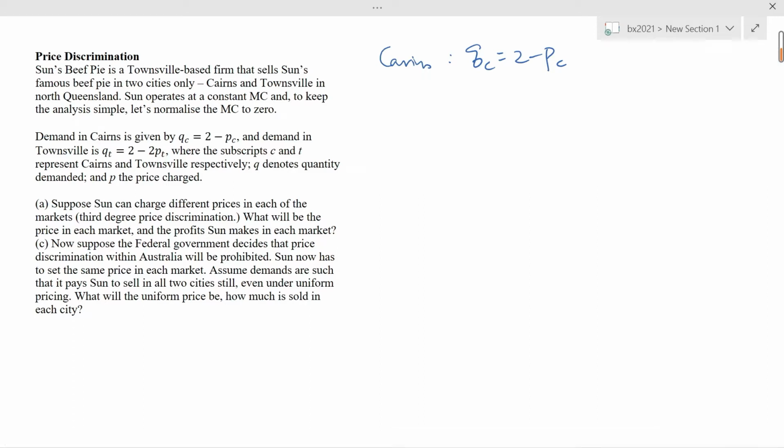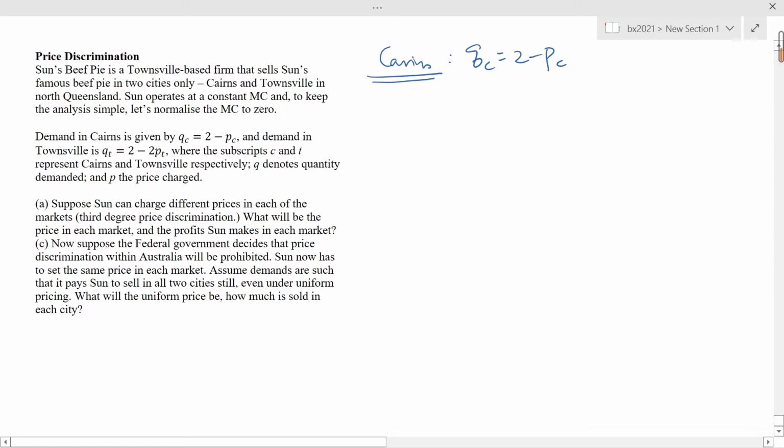Right, okay, so suppose the firm can charge different prices in each of the two markets. What will the price be and the profits? This is called third degree price discrimination. Let's look at Cairns first.